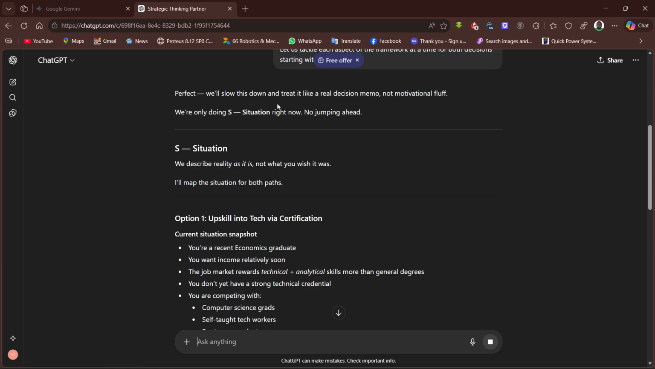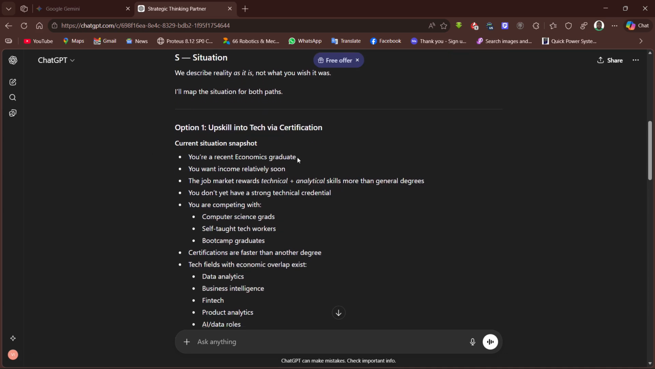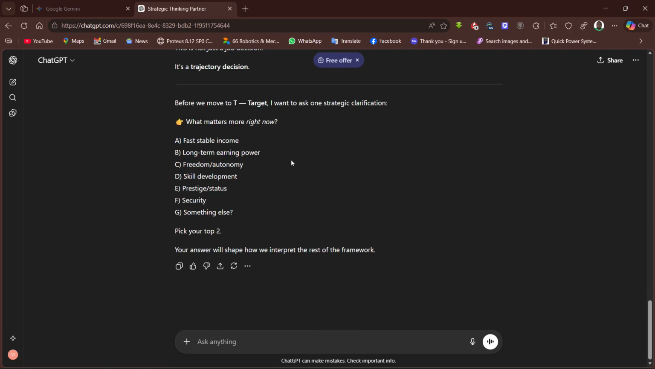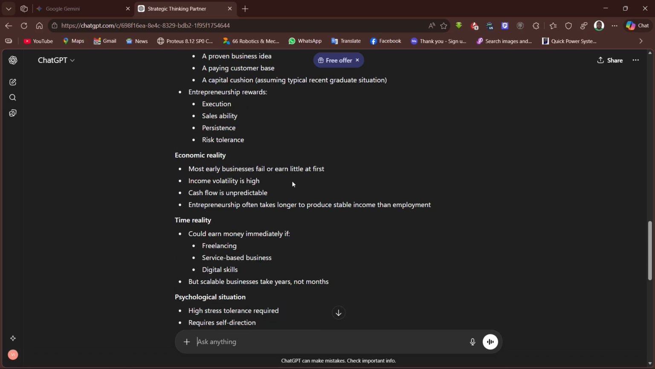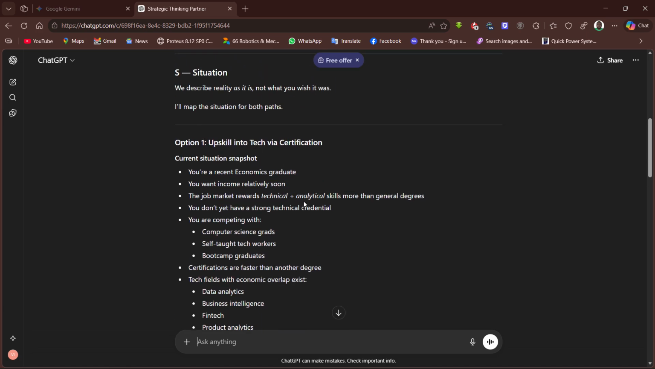Perfect. We'll slow this down and treat it like a real decision memo, not motivational fluff. We're only doing S right now, not jumping ahead. We'll describe reality as it is, not what you wish it was. I would map out the situation for both parts. The reason why we are breaking this down is so we can map out everything and be sure that what the AI agent understands is the right thing. Now, let's go through the response we've got and be sure that it actually represents our use case accurately. Current situation snapshot.